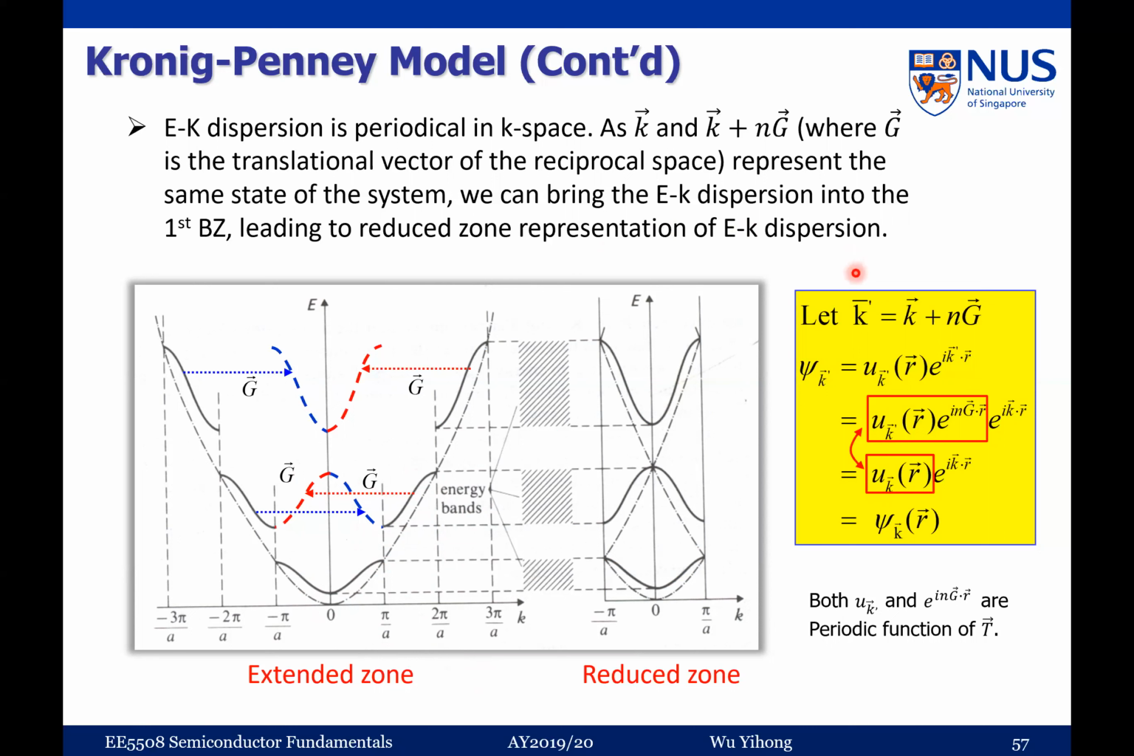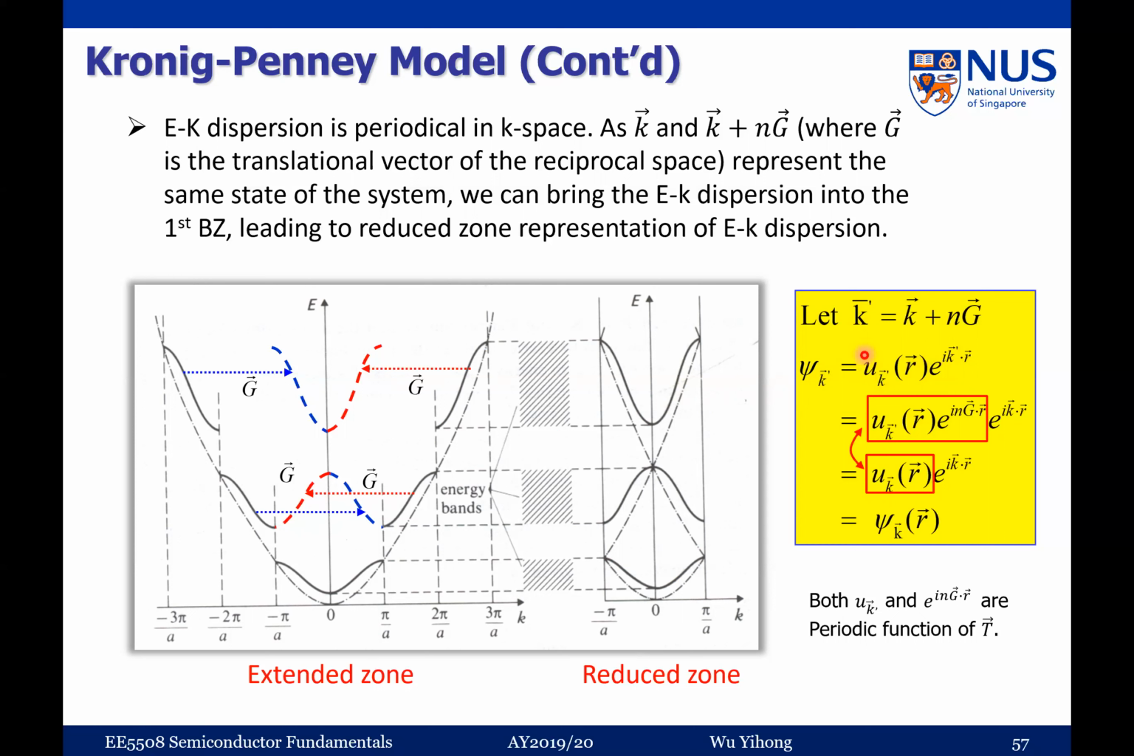So why is this the case? Let's look at Bloch's theorem. From Bloch's theorem, we know that the wave function inside the solid state crystal must satisfy a certain requirement: the wave function can be written as a product of a plane wave multiplied by another periodic function which has the same periodicity of the lattice, right?